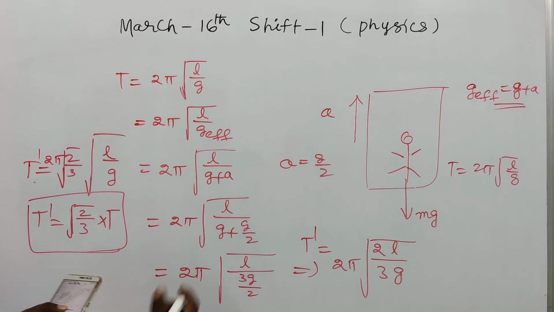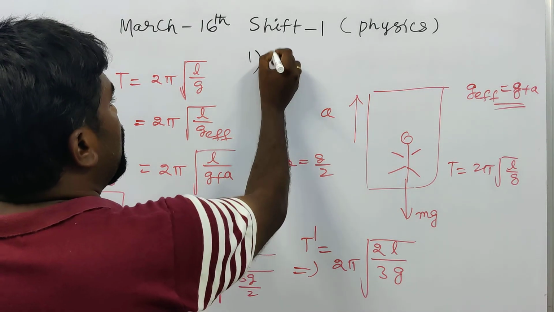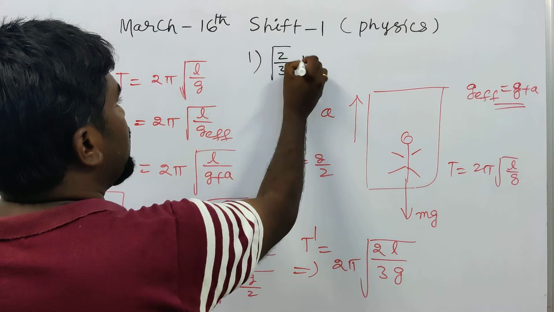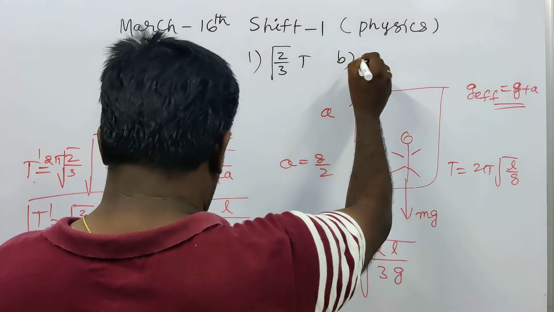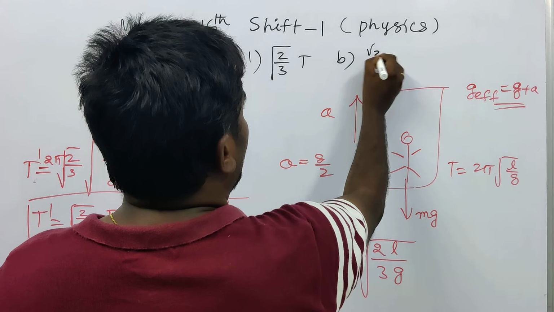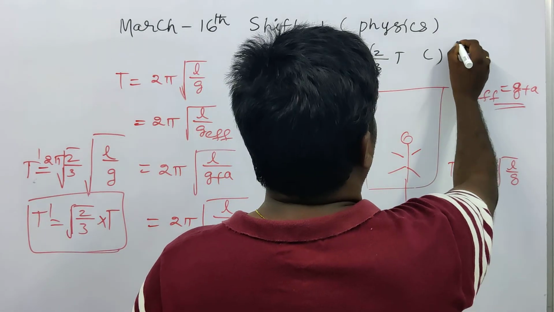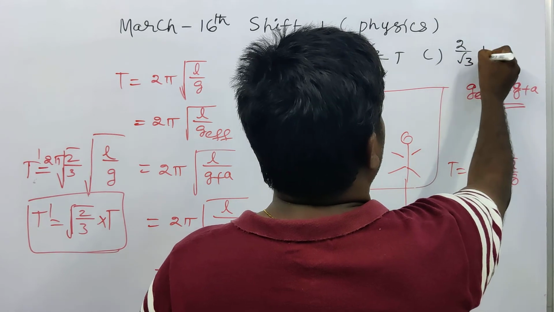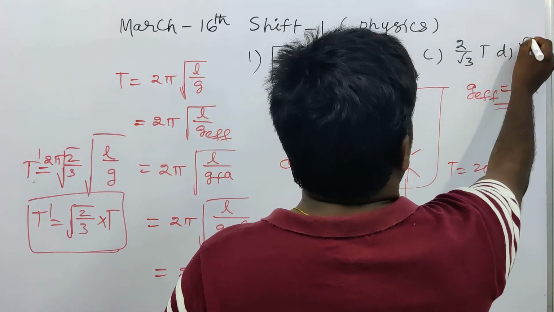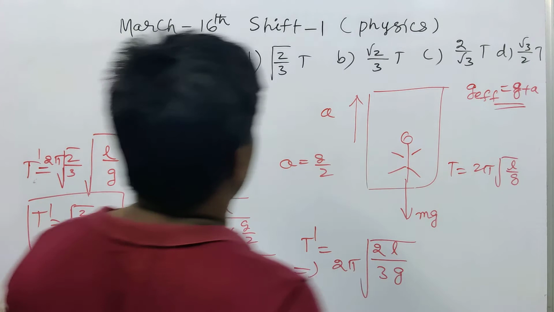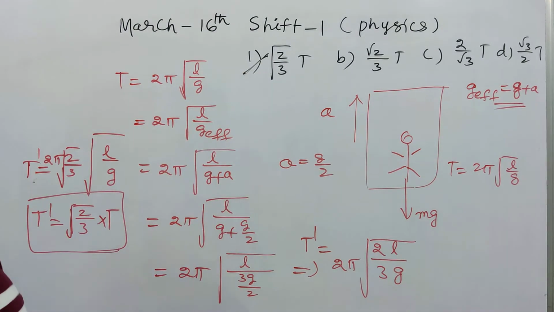Option A is root 2 by 3 T. Option B is root 2 by 3 T. Option C is 2 by root 3 T. Option D is root 3 by 2 T. So option A is the right answer here.